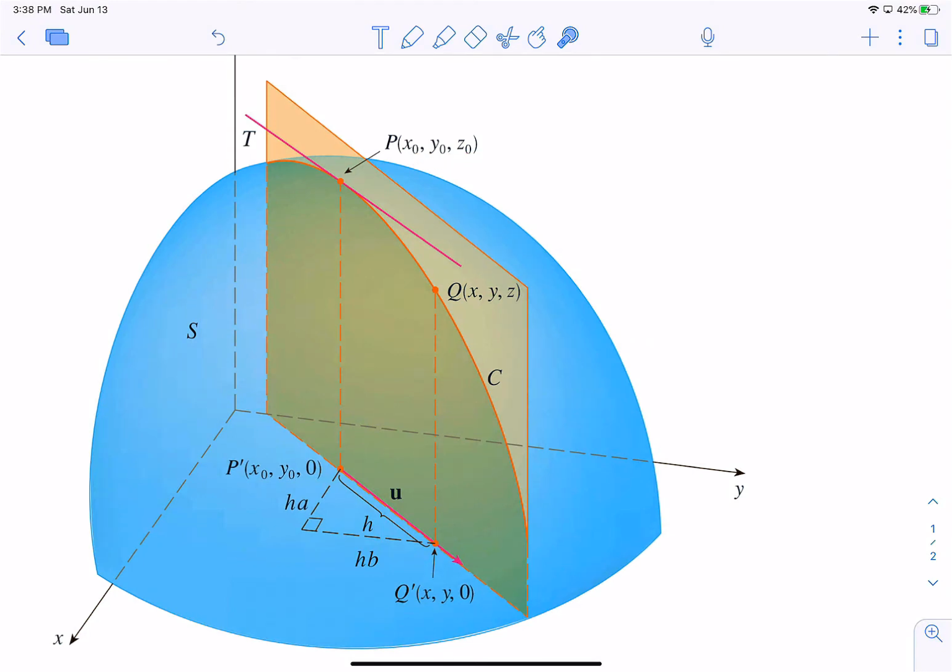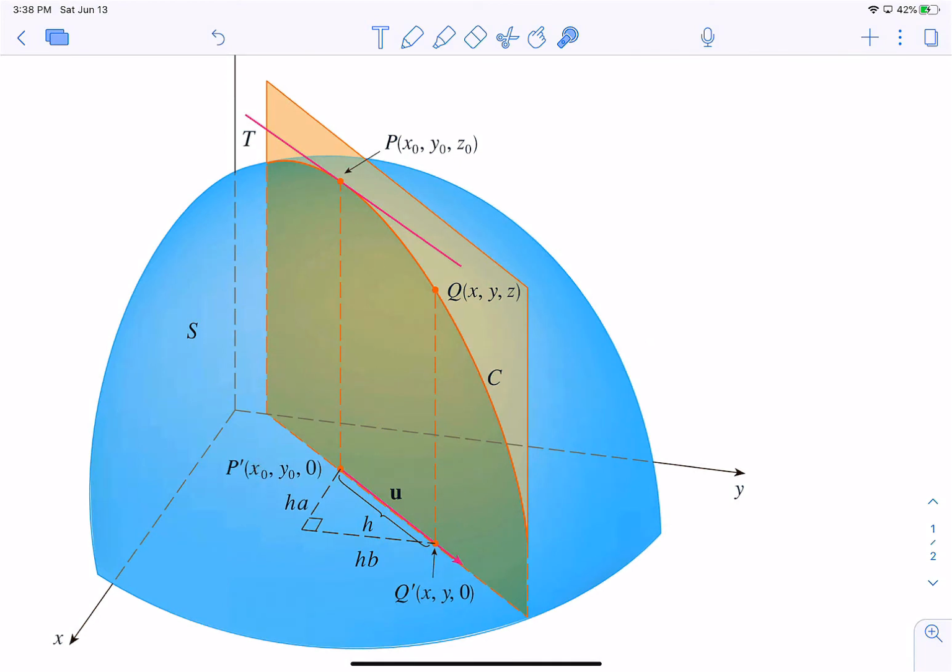And then below that, in the xy plane, the tail of u, is the point P prime, which is x naught, y naught, 0. Now, away from P, some way along the curve of intersection between the plane and the surface, is a point Q, and Q, x, y, z is intended to be a random point on the curve, which is also on the surface. The curve here is given by C. The projection of Q onto the xy plane is Q prime, which has coordinates x, y, 0.